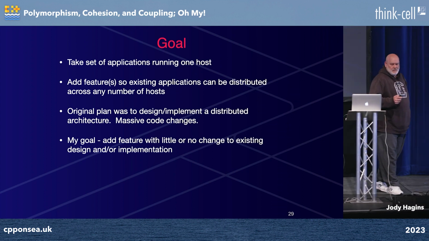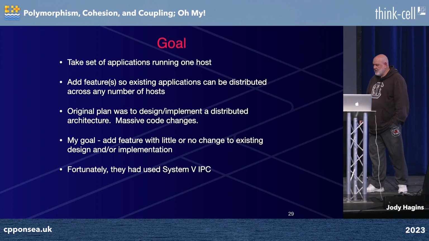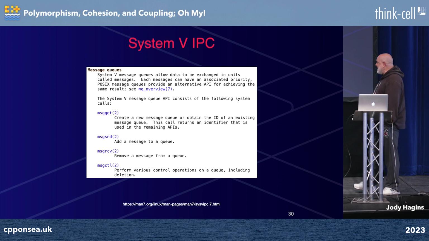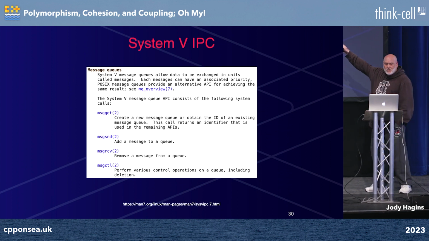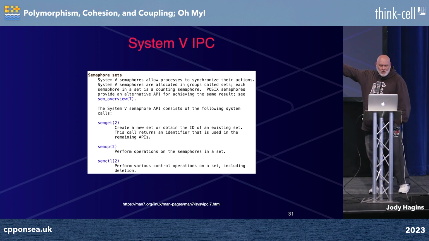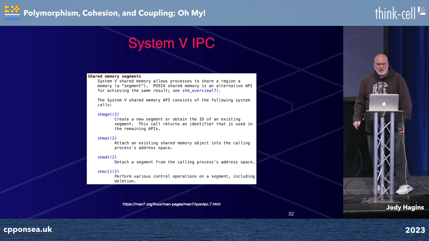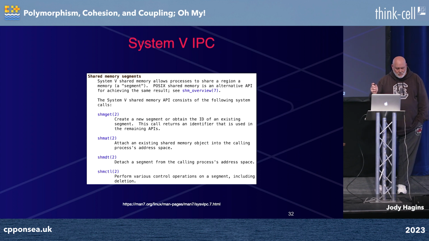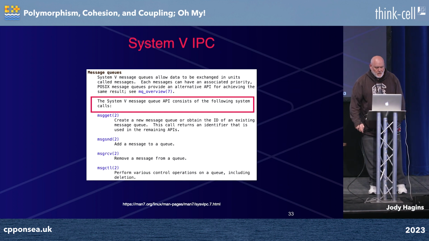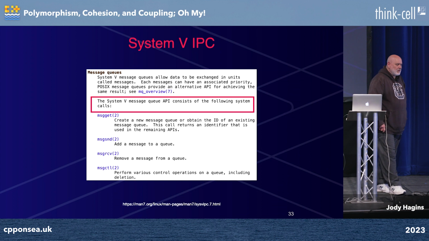We can take these calls. These are System 5.4 message queues. These are System 5.4 semaphores. This is System 5.4 shared memory. Fortunately, we didn't have to deal too much with shared memory. But what are these? They're all system calls.